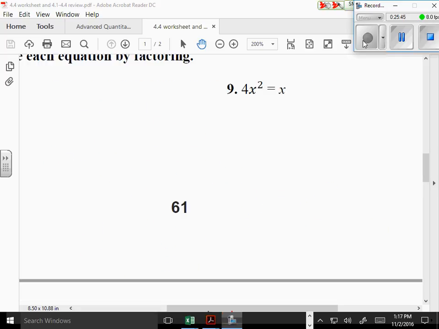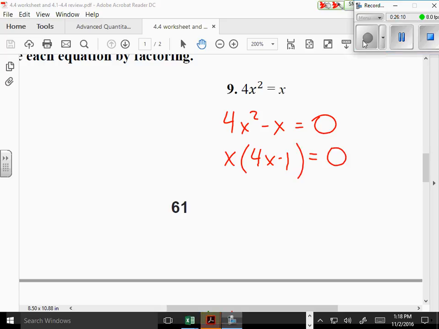So on number 9, we're going to set it equal to 0 again. 4x squared minus x equals 0. Well, you really don't want to divide by x here because you lose one of the factors. So you can factor out an x, and you get x times 4x minus 1 equals 0. Then you can break it up into 2: x equals 0, or 4x minus 1 is 0.